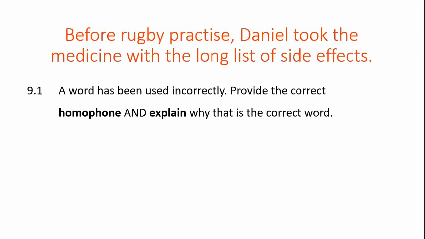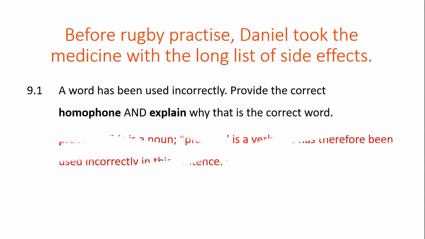Number 9. A word has been used incorrectly. Provide the correct homophone, a word that sounds the same but is spelt differently, and explain why that is the correct word. You should have practice with a C, because as it's used here in the sentence with an S, practice with an S is always a verb, and he's not actually practicing here at the moment. Alright, so he's referring to a rugby practice, like this is the adjective rugby describing practice, the noun, so it should be with a C. And make sure that you've got a nice little explanation there as well to get the mark.